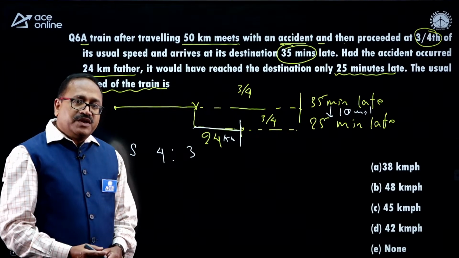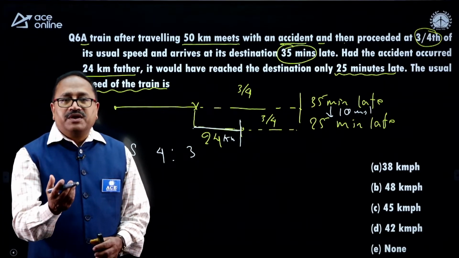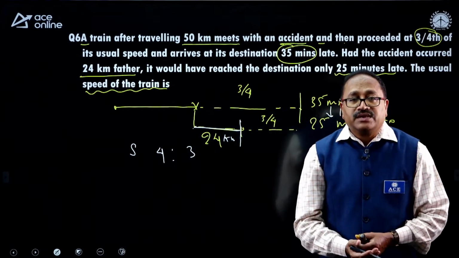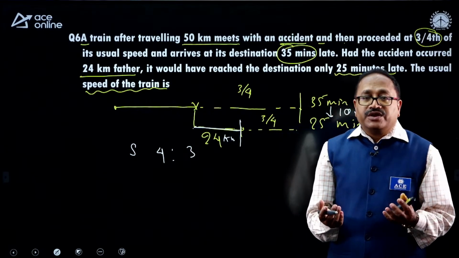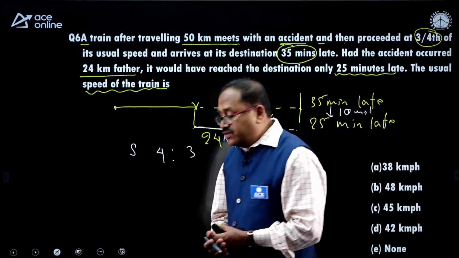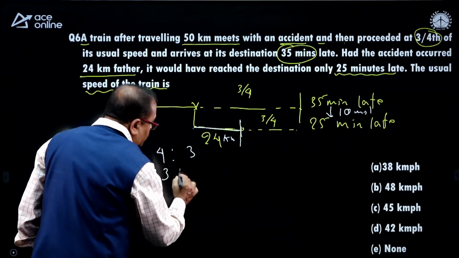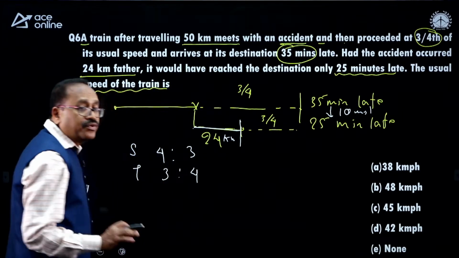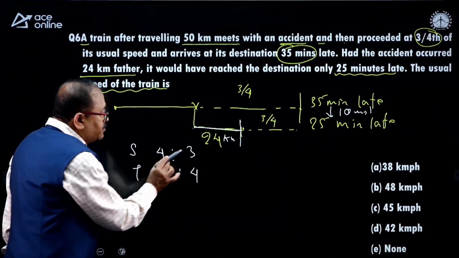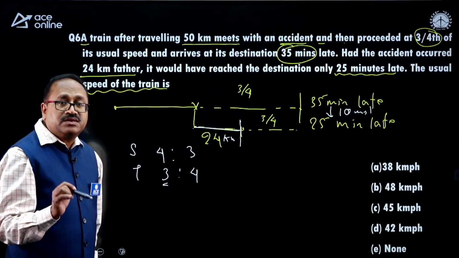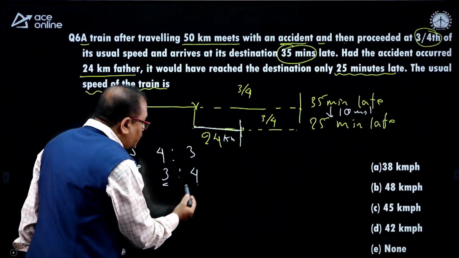So, I am knowing the speed ratio and you know the speed and time vary inversely. If I reverse the speed ratio, I will get the time ratio. So, what is the time ratio over here, my dear friends? The time ratio will be 3:4. That means previously to travel 24 kilometer, it was taking 3 parts. Then now it is taking 4 parts.